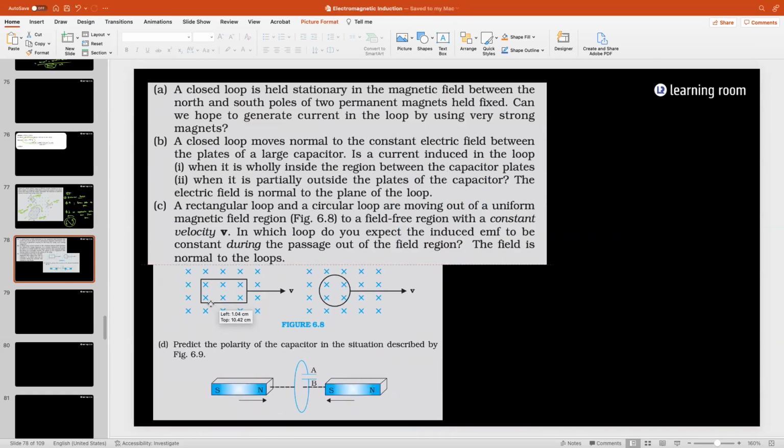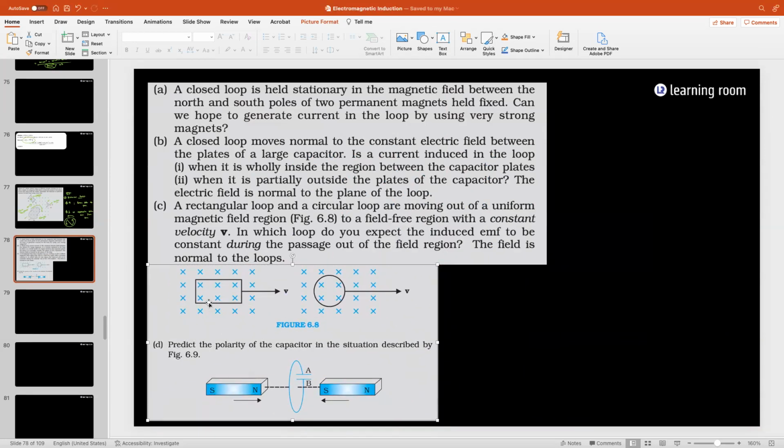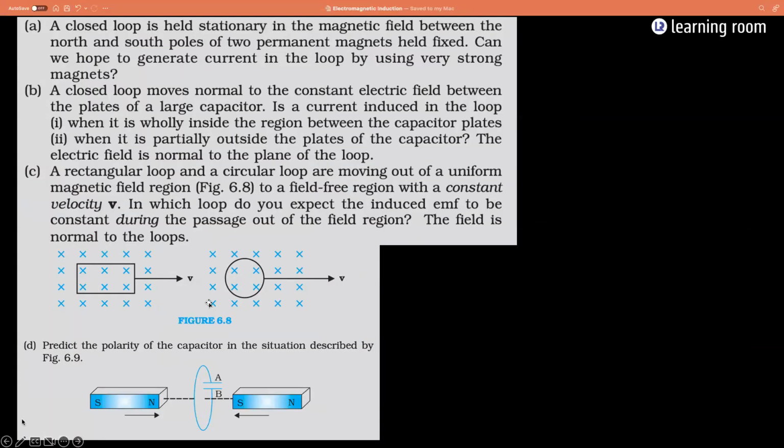Solve this. So what is the answer for the first one? Sir, unless we change the strength of the magnetic field, we can't induce that. Until we change the strength in the sense? I mean the value? Sir, no, sir. Linearly change the value.